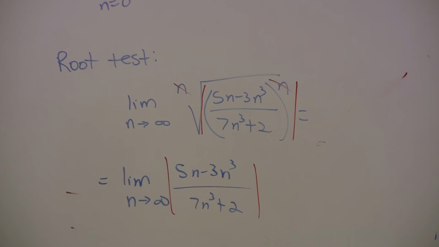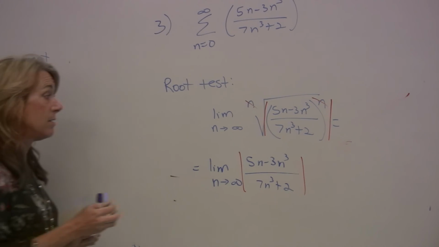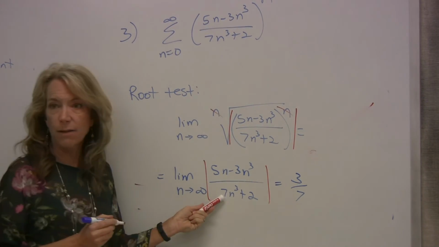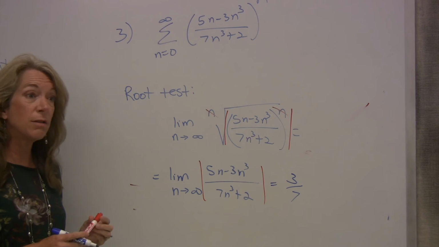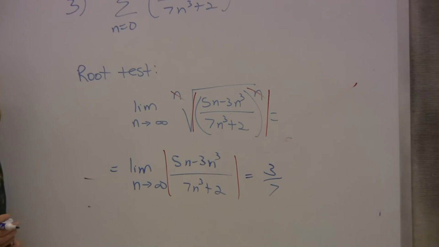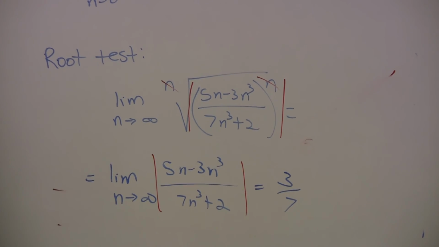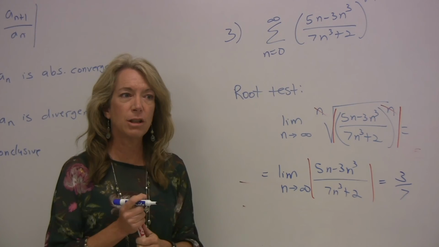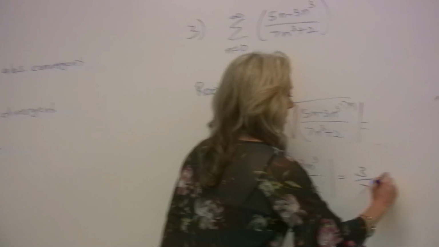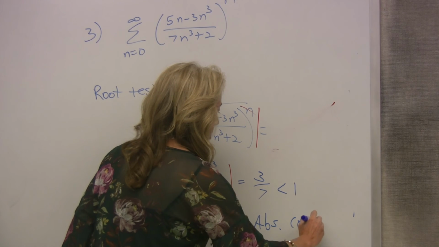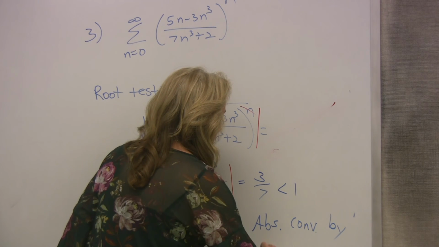What's that limit? 3/7. Just look at the highest powers. Negative 3 over 7, but the absolute value is 3/7. So that's like my common ratio. In the long run, this series is like multiplying by 3/7 each time to get to the next term. So it's absolutely convergent. That's less than 1, and it's absolutely convergent by the root test.